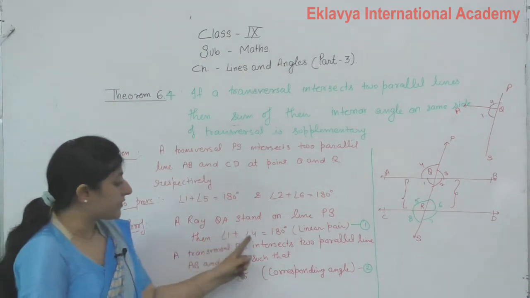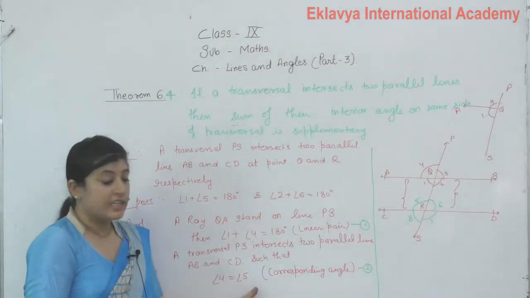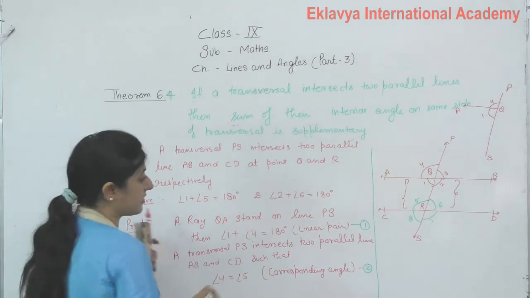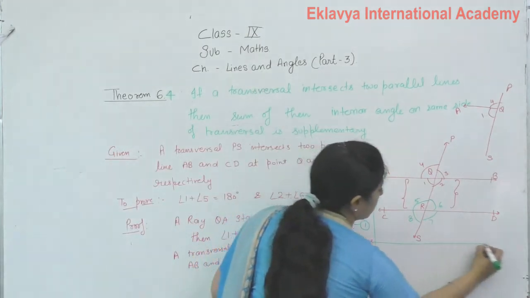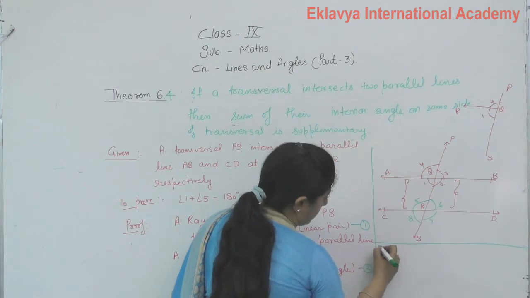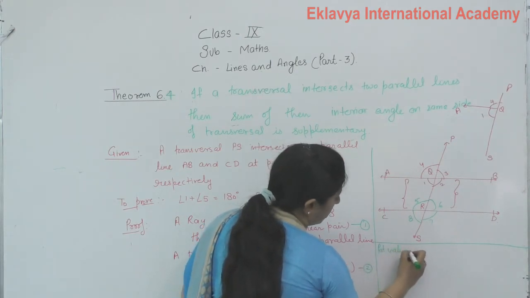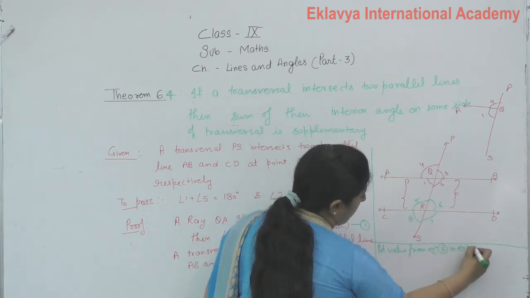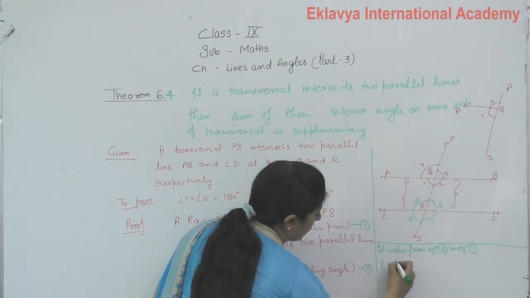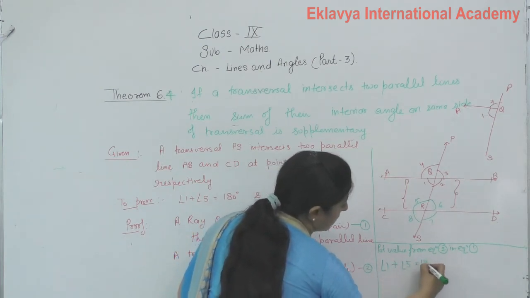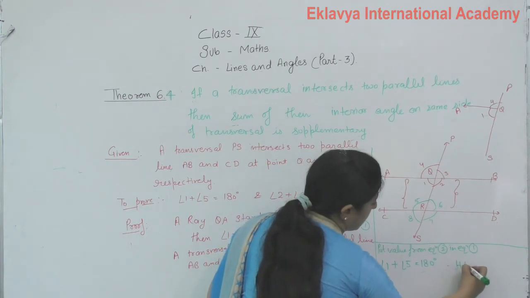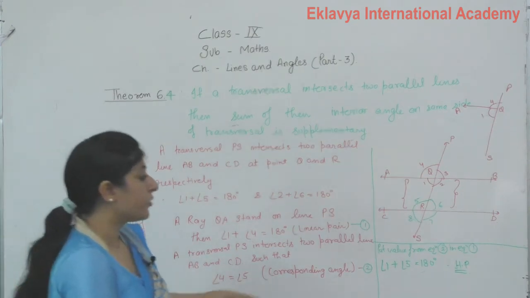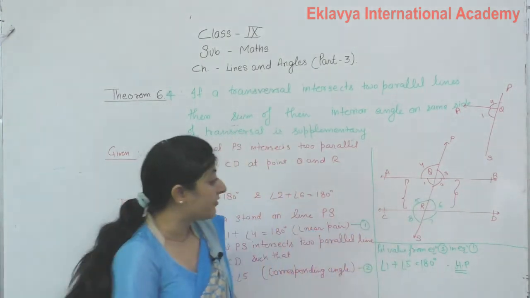Now see, 1 plus 4 is 180 degrees and 4 is equal to 5. Put the value from equation 2 in equation 1, then it becomes angle 1 plus angle 5 is equal to 180 degrees. Hence proved. Similarly, you can prove 2 plus 6 is 180 degrees. You have to do it yourself.